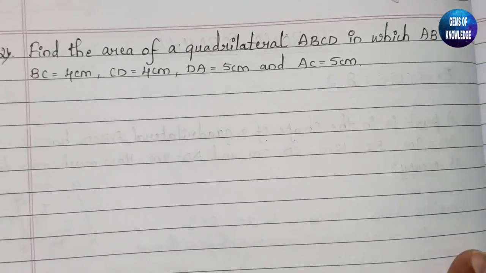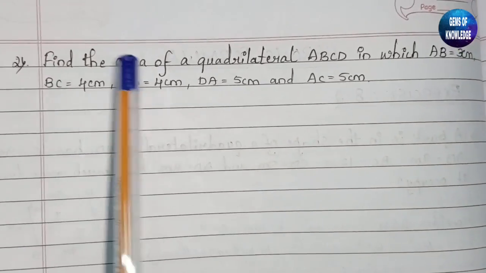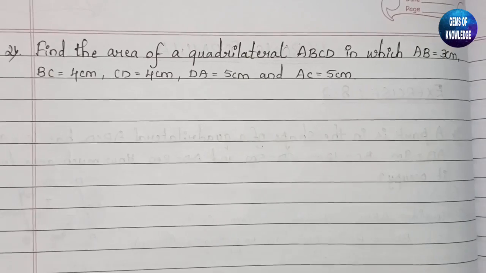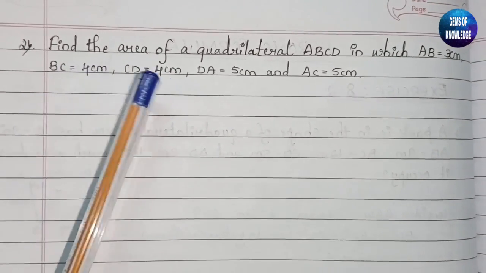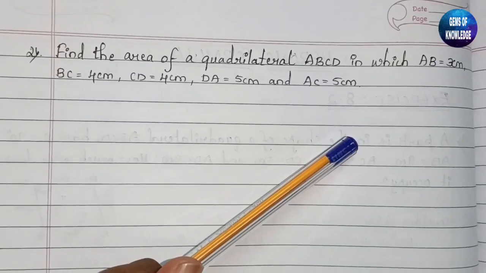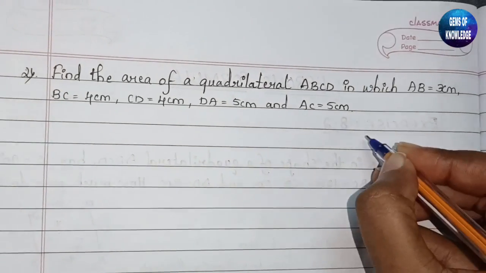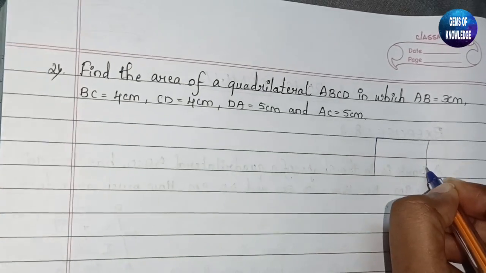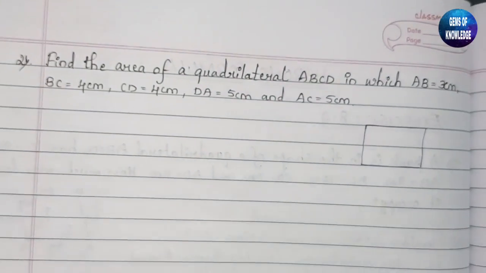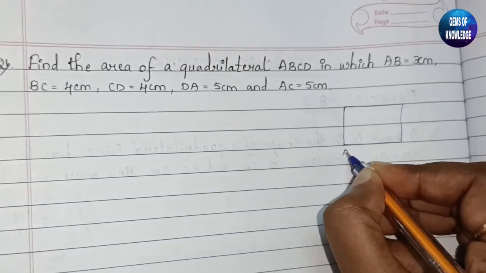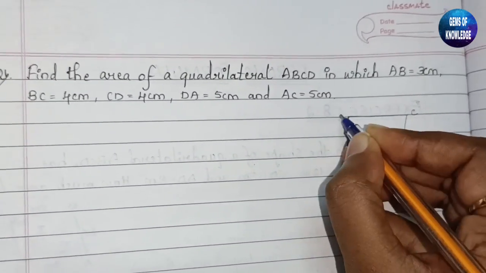Okay, now moving to the second question which is given here. You can see here, find the area of the quadrilateral ABCD in which AB is equal to 3 centimeter, BC is equal to 4 centimeter, CD is equal to 4 centimeter, DA is equal to 5 centimeter, and AC is equal to 5 centimeter. So let us draw a rough diagram over here. Okay, so this is a quadrilateral in which this is A, B, C and D.